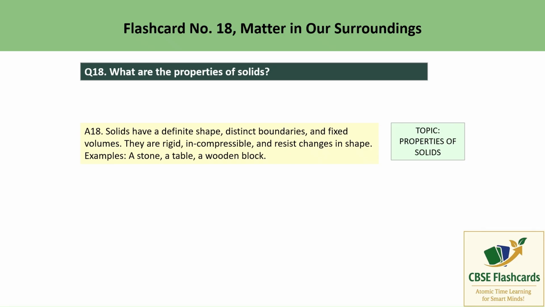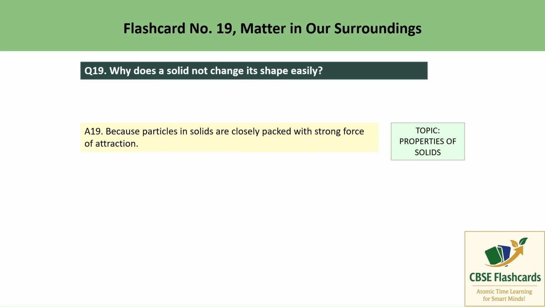What are the properties of solid? Solids have definite shape, distinct boundaries, and have fixed volume. They are rigid, incompressible, and resist changes in shape. Examples: a stone, table, a wooden block. Why does a solid not change its shape easily? Because particles in solid are closely packed with strong force of attraction.